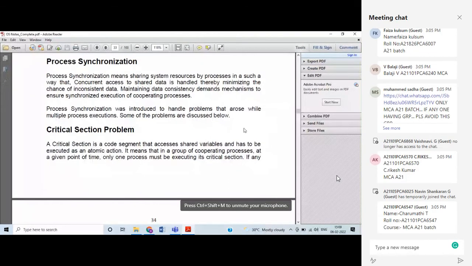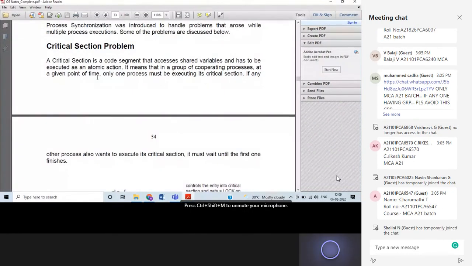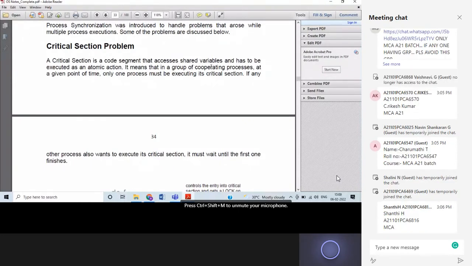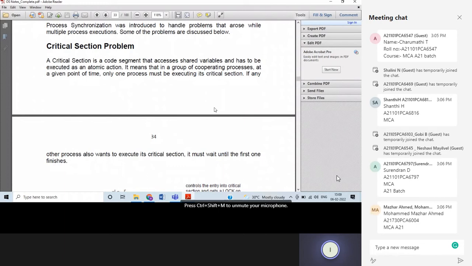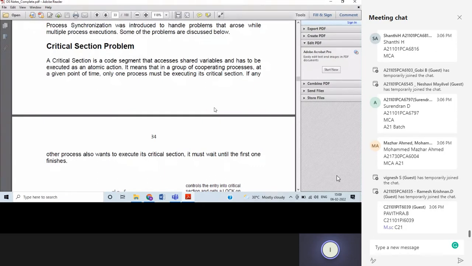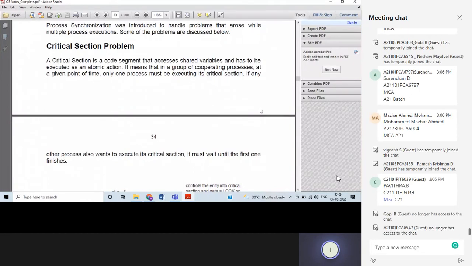So the first problem we are facing with process synchronization is the critical section problem. What do you mean by critical section? It's a code segment that accesses the shared variables and has to be executed as an atomic action. So in the critical section we have the shared variables and it should act as an atomic action. That means, in Tamil, it will be a shared variable, but when it is executed or accessed, only one process should access it at a time. So that is called the critical section. So it is one problem.